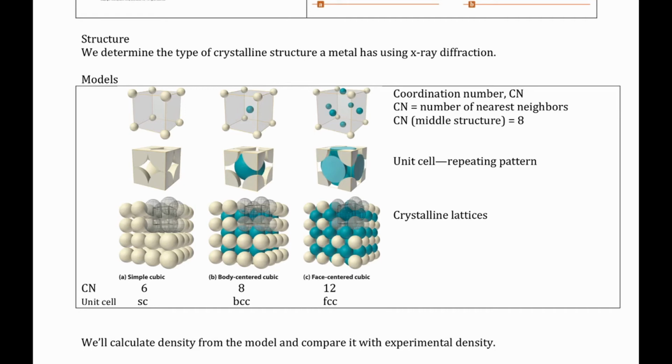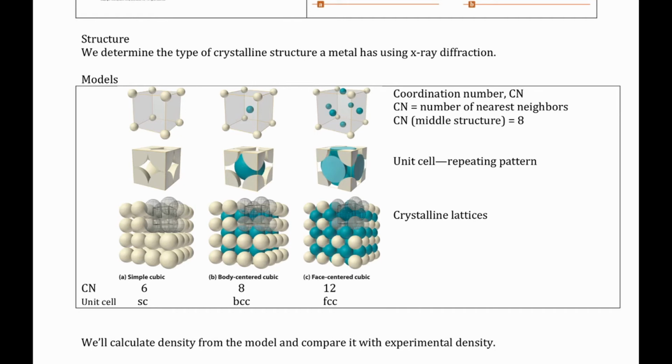If a metal crystallizes in that structure, it's called body-centered cubic. If we have a slightly different structure, where there are even more balls in between those layers, and they're at the face positions instead of more in the body in the center, we have face-centered cubic. So we have some metals that crystallize in simple cubic, some in body-centered cubic, some in face-centered cubic. And which one the metal takes on, we find from X-ray diffraction.